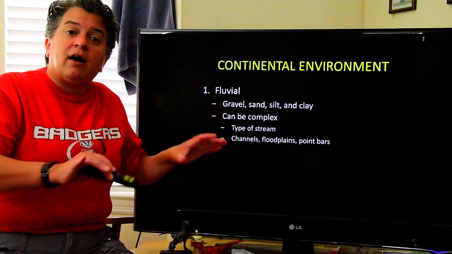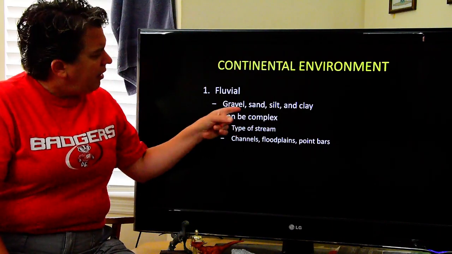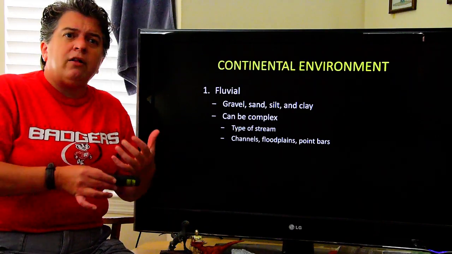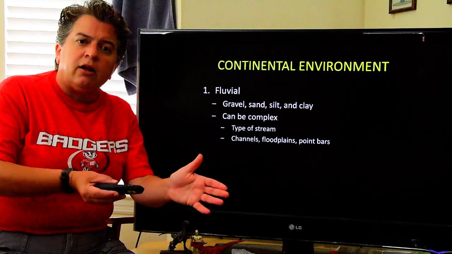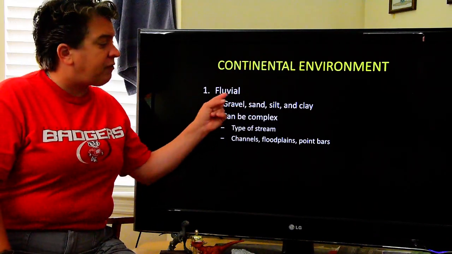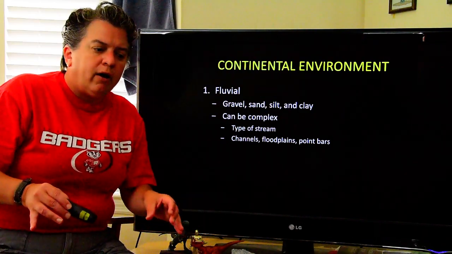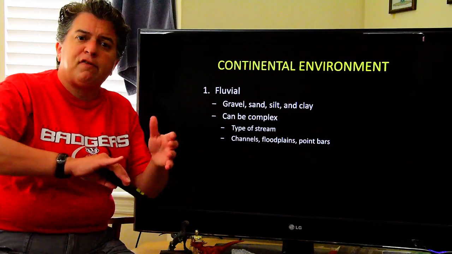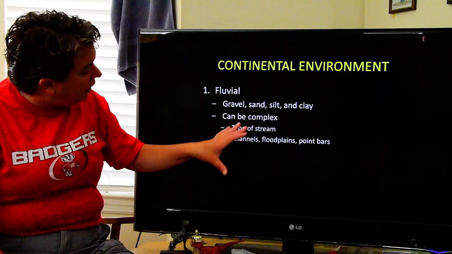And so you can have all kinds of different sediment. You can have gravel size, right? Big particles. You can have sand, you can have silt, you can have clay. And it all depends on, are you looking in a fast-flowing channel? Well, then you might have the coarser grained sediments. Are you looking in a floodplain where you have very low energy and you have standing water at times after floods? Well, then you might have silt and clay.